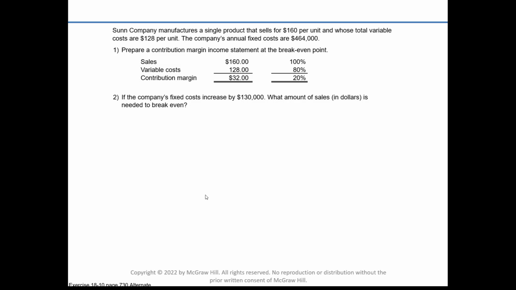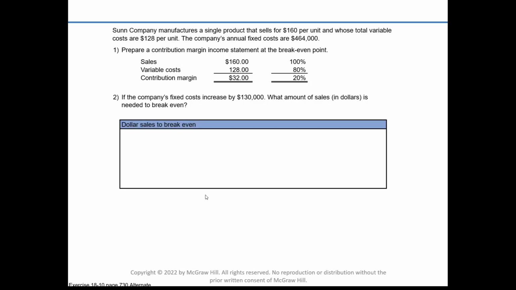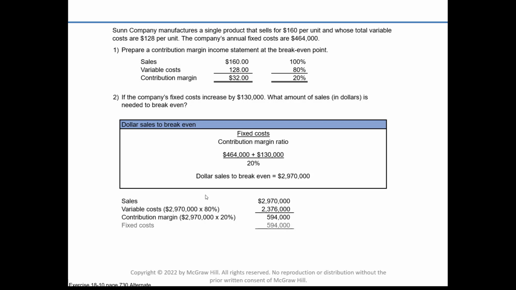Now we can take a look at a different scenario. What if their fixed cost increases by $130,000? Then what is the revenue they need in order to break even? Before it was 464. Now fixed costs will be 464 plus 130, divided by that 20%. Now they need to sell $2,970,000 to break even if their fixed cost increased by 130. And we can prove that here. Again, we have net income of zero.